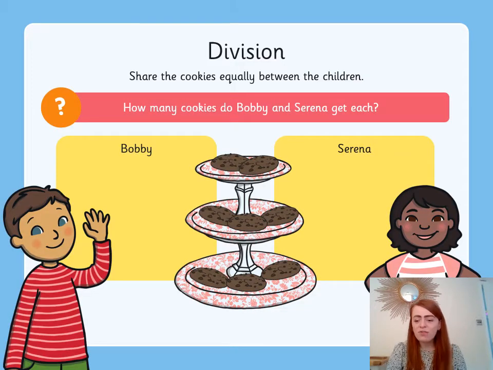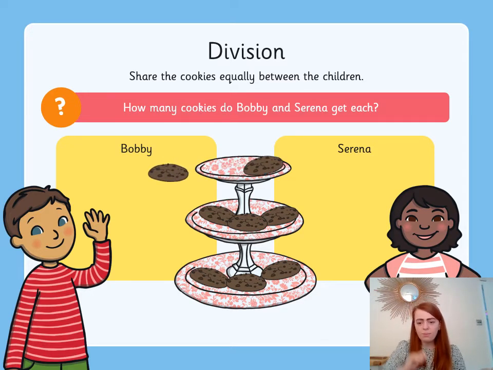So this is just a wee recap about what we know about division already. We know that it's sharing things equally. So in this example, we're getting asked, well, how many cookies do Bobby and Serena get each? And I hope you remember this, we've done this example before. So altogether there are 8 cookies, and it's asking us, well, how can you make this fair? How can we make this equal? So let's have a look at how we're going to divide 8 cookies between 2 people.